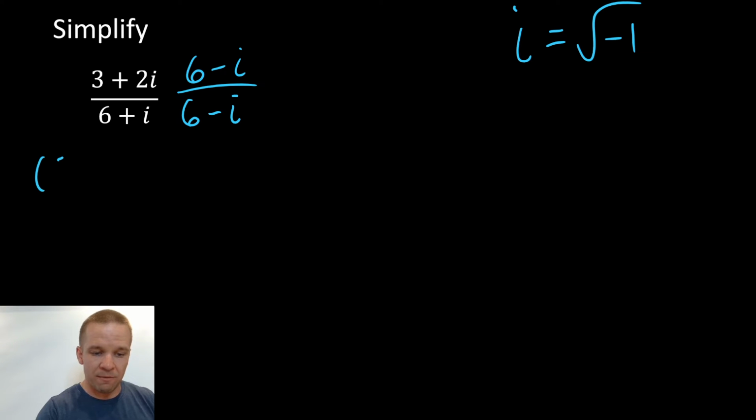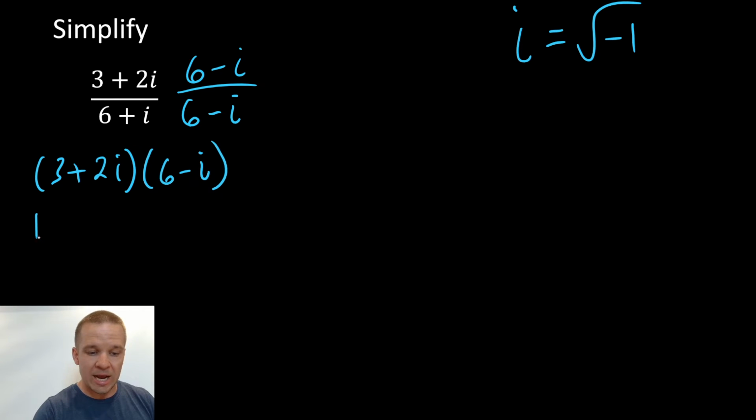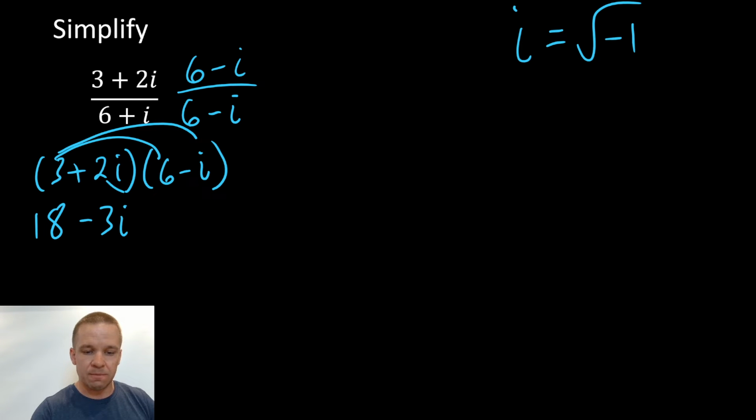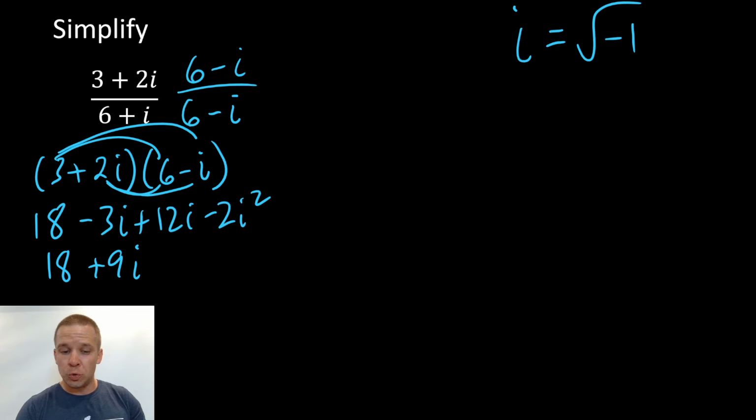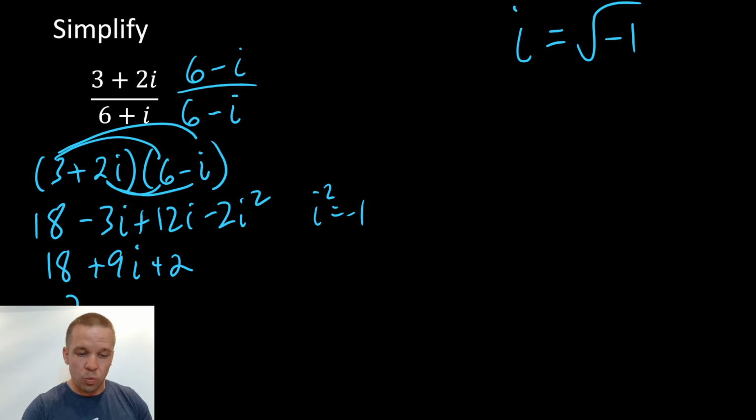So for my numerator, I have 3 plus 2i, and I have 6 minus i. I'm going to have to FOIL that. So I'm going to get 18 minus 3i, right? That's 18 and then negative 3i, excuse me. Then I got plus 12i, and I have minus 2i squared. I'm going to combine my middle terms, right? So I'm going to have 18, and then that's going to be plus 9i. And then we have negative 2 times i squared. Well, I know that i squared equals -1. Negative 2 times -1 is positive 2. So I'm going to get 20 plus 9i for my numerator. That's part 1.